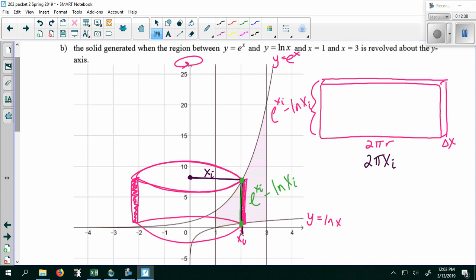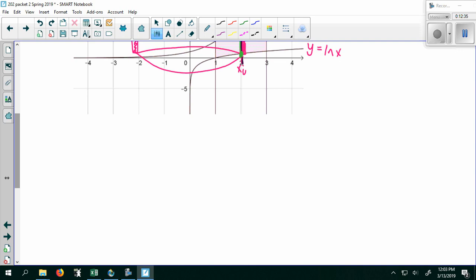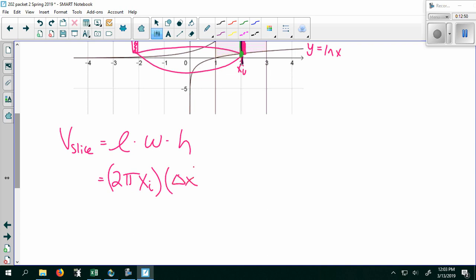So the volume of my slice is length times width times height. Okay, length was 2 pi r, or 2 pi x sub I. The radius is just x in this case. The width is delta x, and the height is e to the x sub I minus the ln of x sub I. So that's the volume of a single slice.